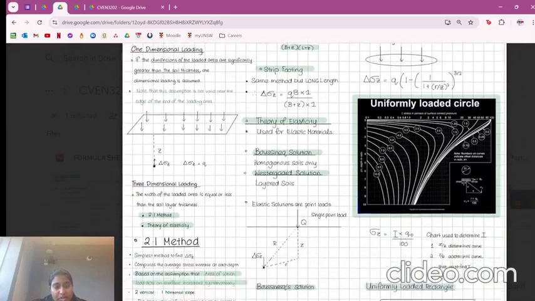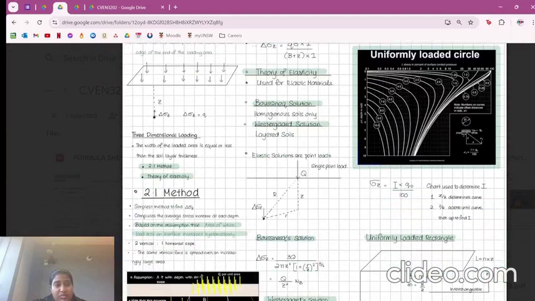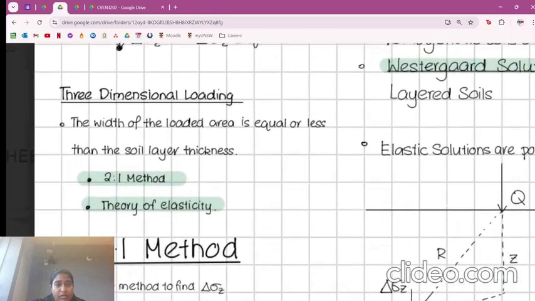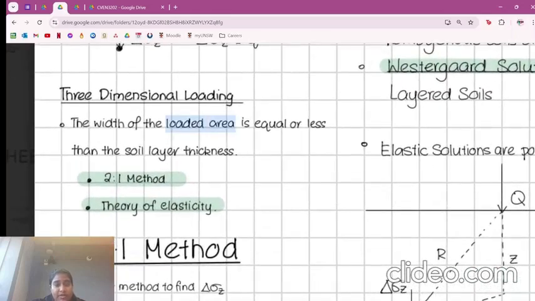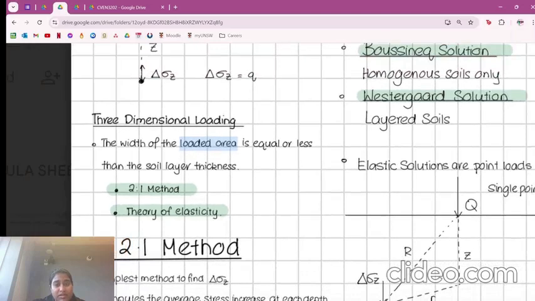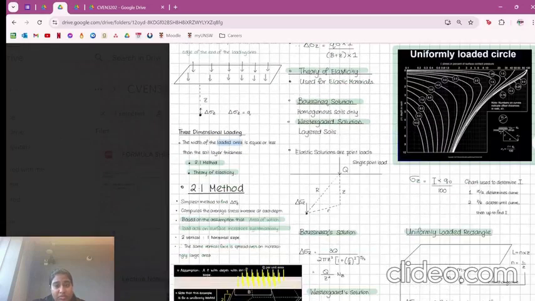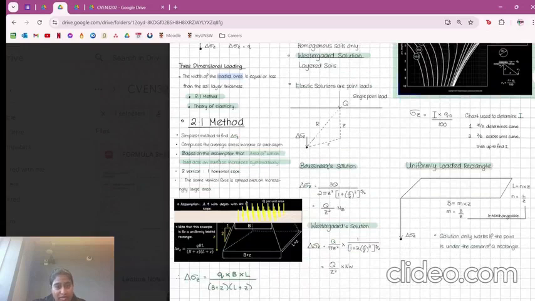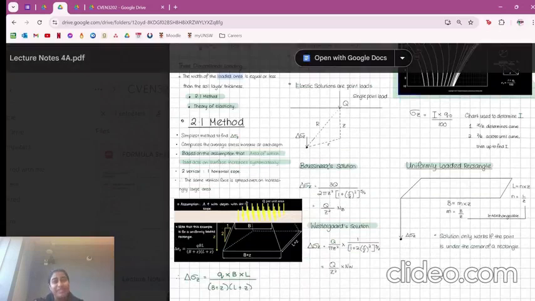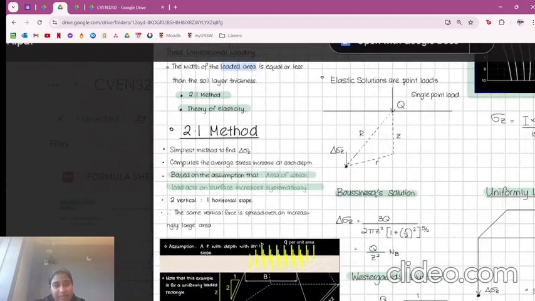But more often than not, the loading is going to be three-dimensional loading, where the width of the loaded area is going to be equal to or less than the soil layer thickness. And there are two methods in which you're going to be able to solve these problems. One of them is the 2-to-1 method, and the other one is the theory of elasticity.